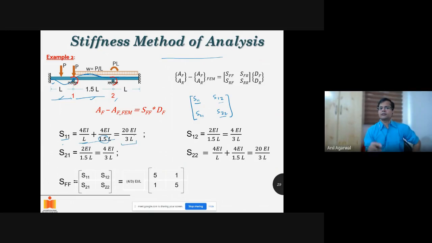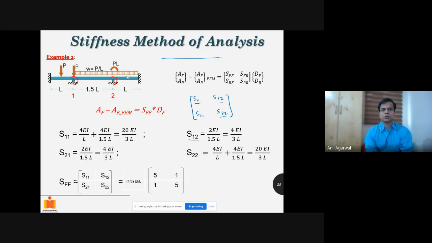And you can see that if you develop the full global matrix, you will end up with the same value. Essentially what you are saying is when you are rotating this particular joint, you are making both members bend. So both members are going to offer resistance, and that is the summation of the two resistances.